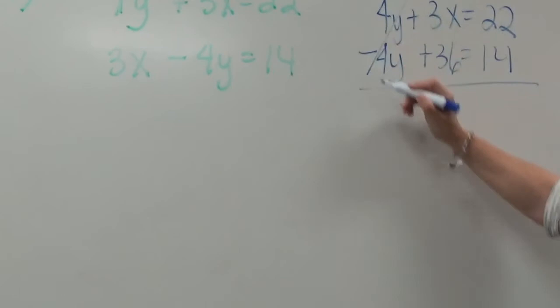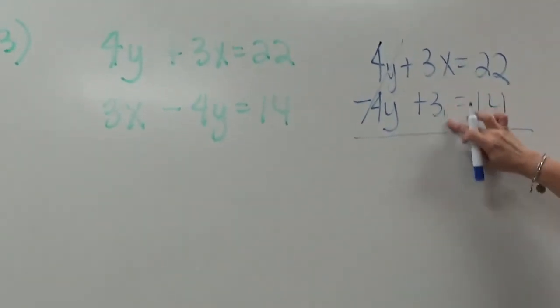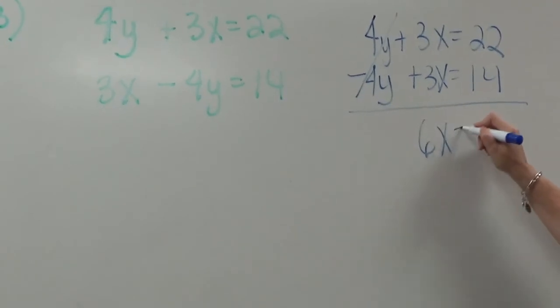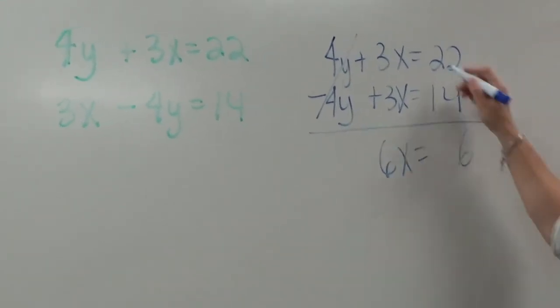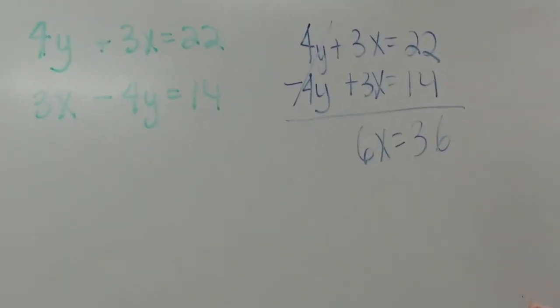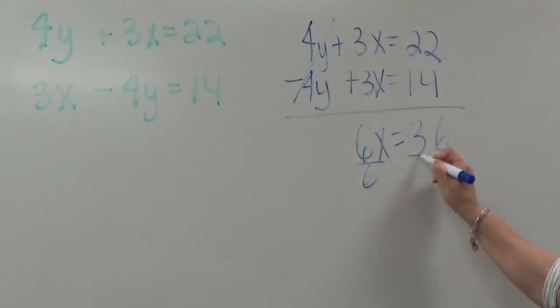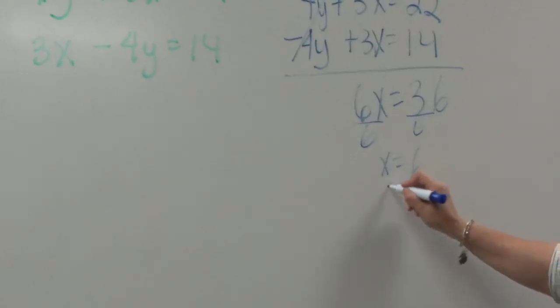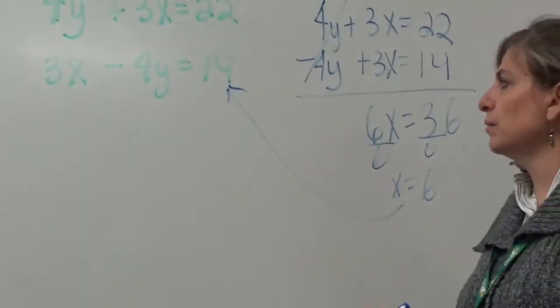4y minus 4y cancels. Oops, I wrote 36. Should be 3x. 3x and 3x is 6x. 4 and 2 is 6. 2 and 1 is 3. 6x equals 36. I will divide both sides by 6. x equals 6. Once I get x equals 6, I'll just use the second one this time.